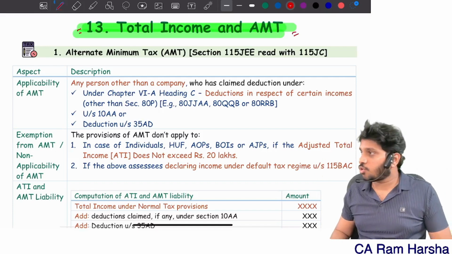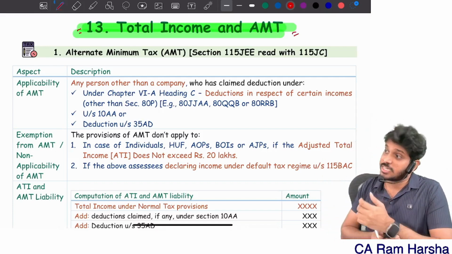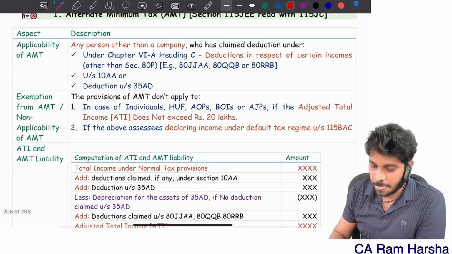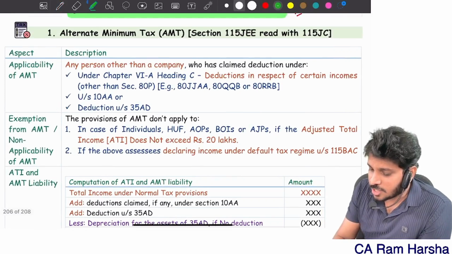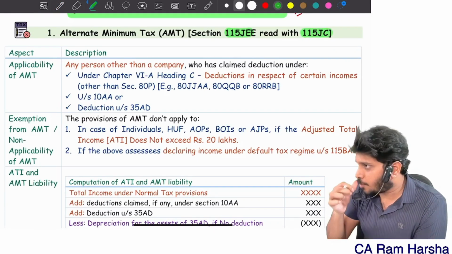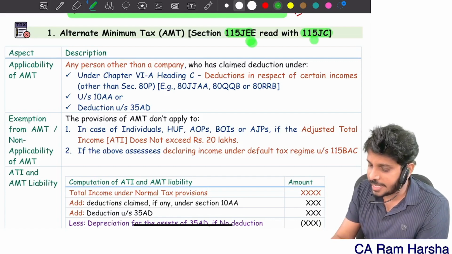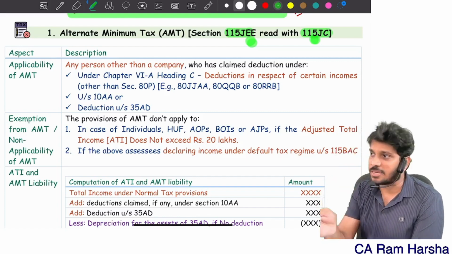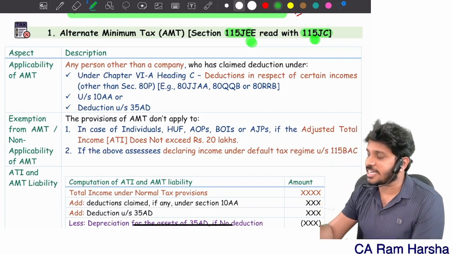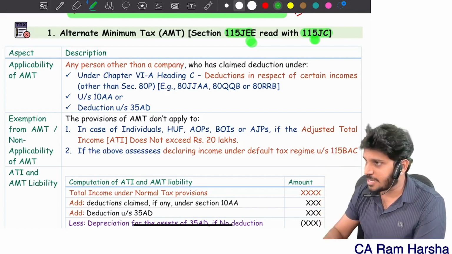AMT provision, total income and AMT, alternate minimum tax. What is alternate minimum tax? By the way, the sections are 115JEE and 115JC. Both are dealing with the same concept. One section is talking about applicability, another section is talking about procedure. 115JC talks about the procedure. 115JEE is talking mainly about the applicability.